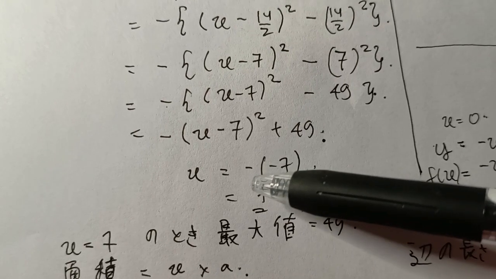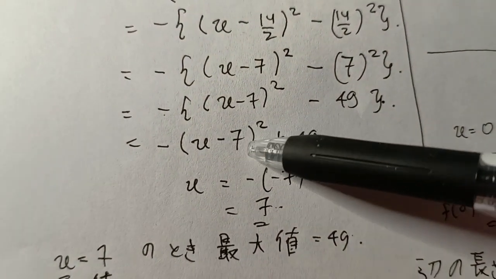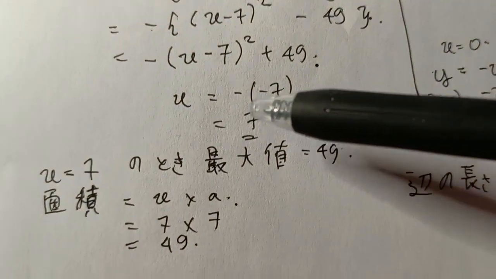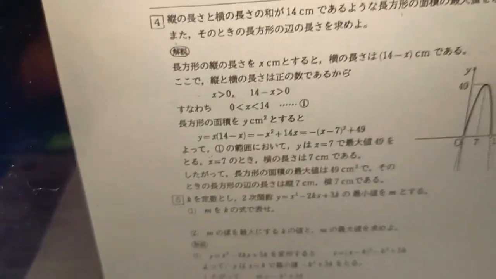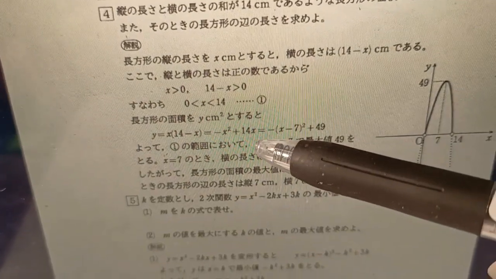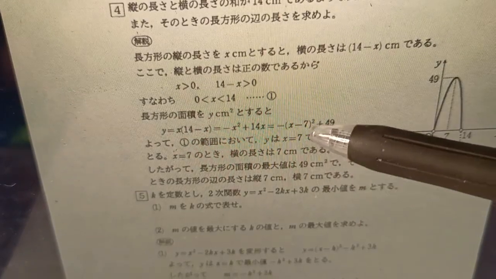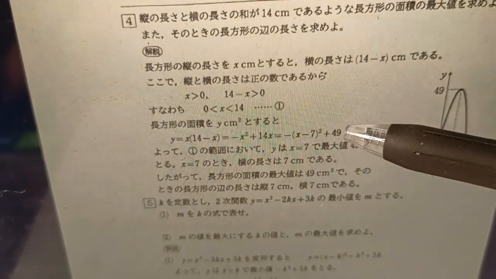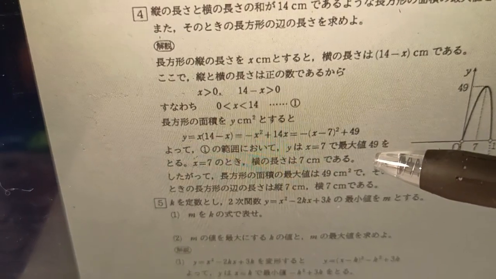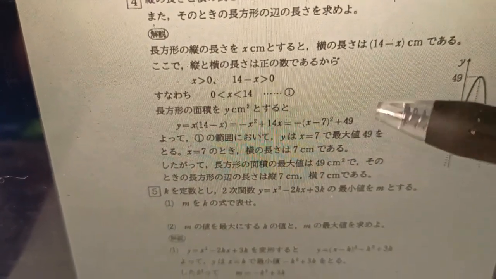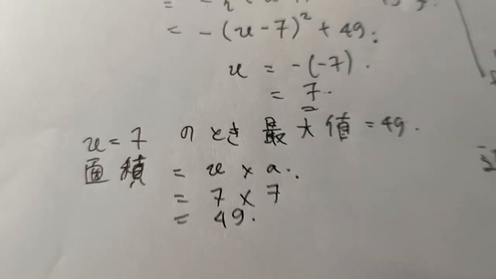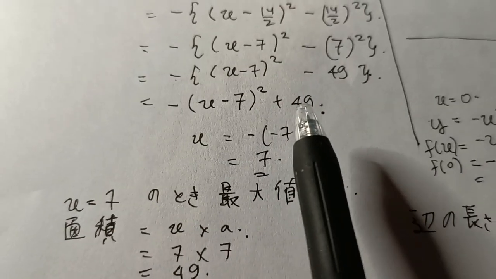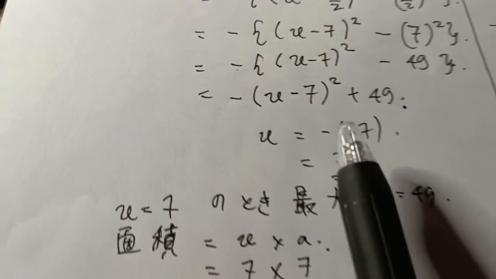So x is equal to 7. Okay, let's see from here. See, it's the same, right? Minus (x minus 7) squared plus 49 over here. The same. They just don't break it down like what I'm doing over here. That's why maybe you always get confused: why suddenly like this? How come it's suddenly like that? So if x is 7, x7 no toki, saidaichi is 49. 49 is from here.